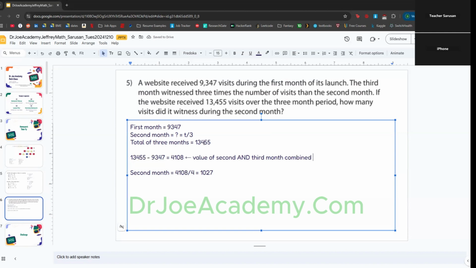You see how that works? So this is the total from 3 months. This is your total of 1 month. In order to get the total of 2 months, you subtract them. So this is going to be your total of second and third. Therefore, what we got to do now is incorporate our little bit of algebra.